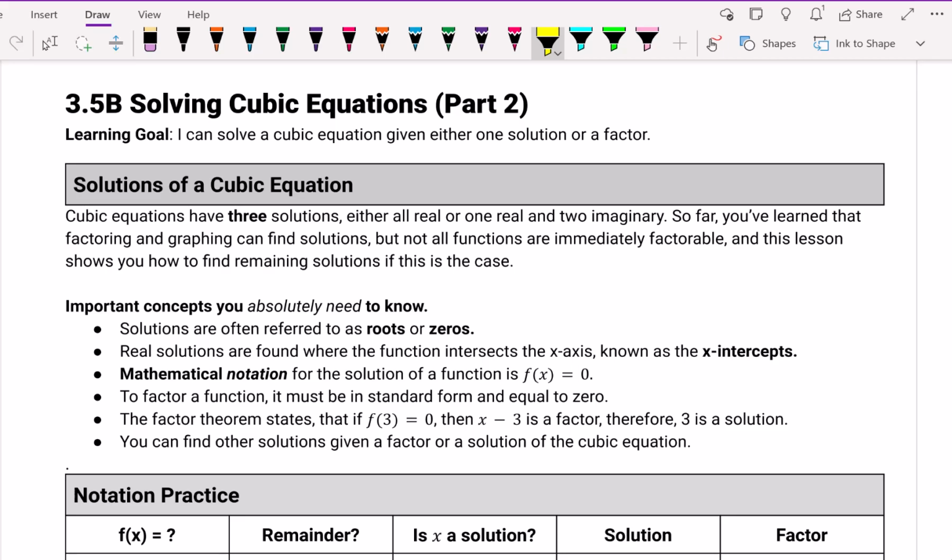Remember that cubic equations have three solutions. Either they're going to have one real solution with two imaginaries, or all three are going to be real. And you've learned that if you graph it, all of the real solutions will show up on the x-axis, and they're called x-intercepts. Solutions are often referred to as either roots or zeros. I use the word solution a lot in class, but on anything else, practice, your end of course, the benchmark, your ACT, they could also say roots or zeros. It all means the same thing.